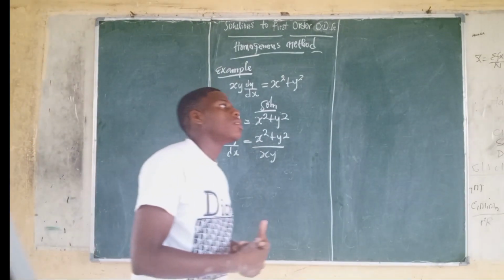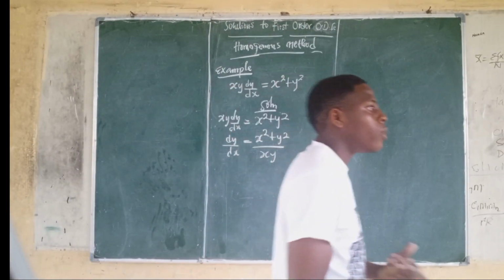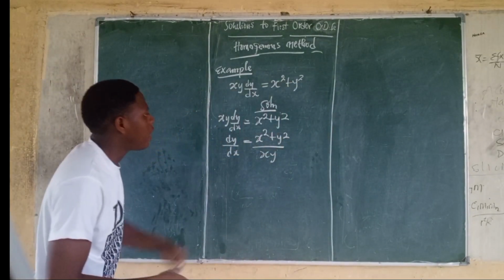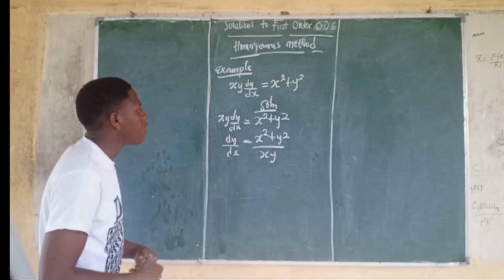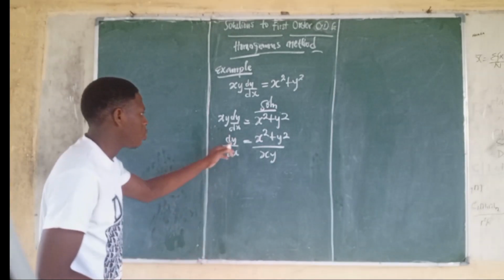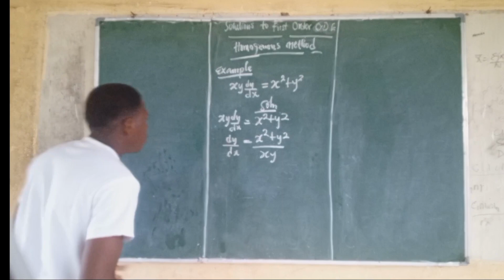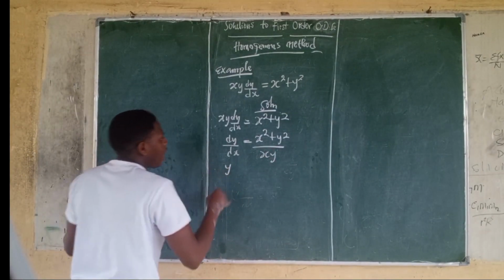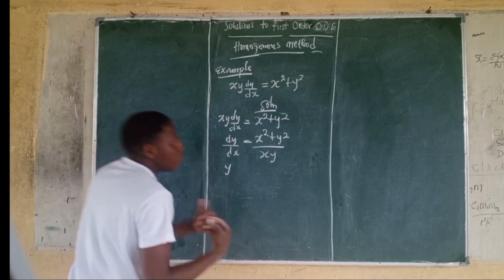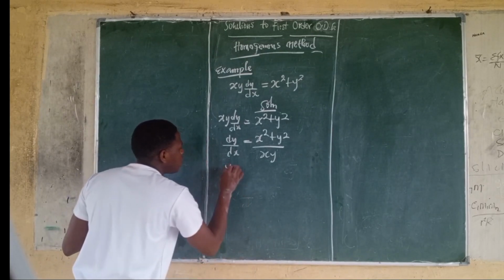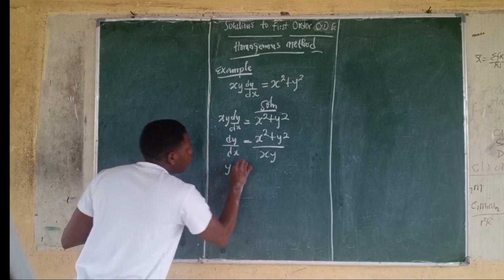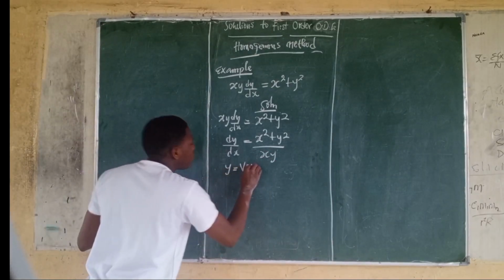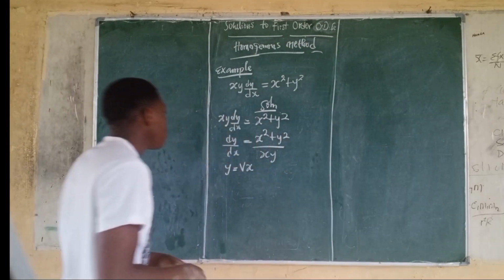The next thing is to look at your equation. We have y and x as the variables. Now take your dependent variable and call it another variable multiplied by your independent variable. Let's do that. Our dependent variable is y, and we are going to call it another variable. So let's call this v, multiplied by our independent variable, x. That's the next step.